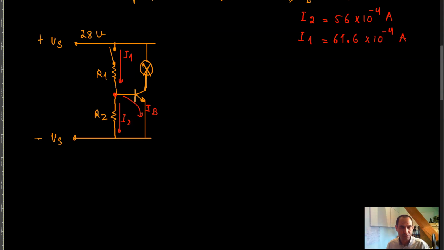So to calculate these resistances, what we need to do is, first of all, I know that I2 is the current that goes through this resistor. If I apply Ohm's law to this resistor, V is equal to IR. We know that the voltage across this resistor is the base-emitter voltage of this transistor, which is 0.7 volts.